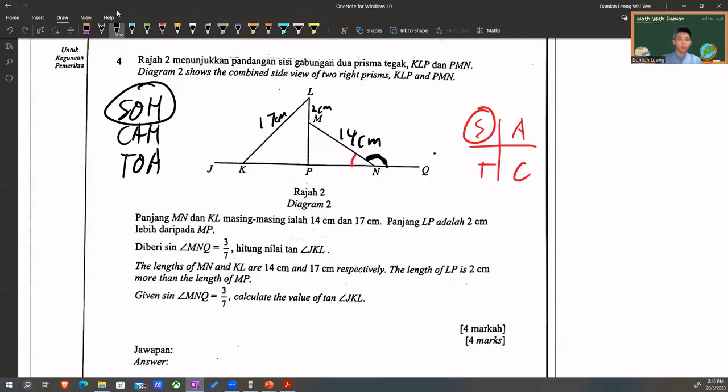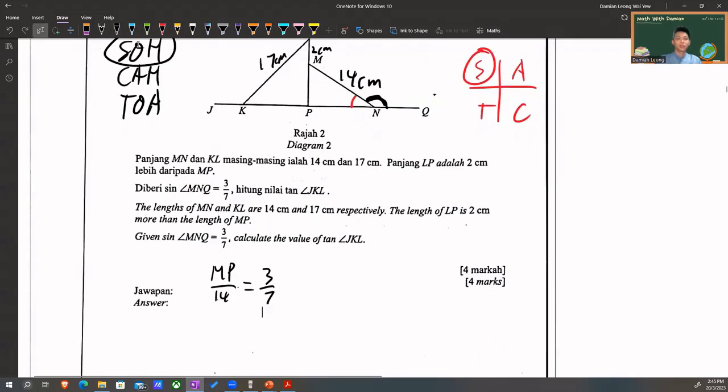Opposite is MP. Hypotenuse is 14. So MP over 14 is equal to 3/7. So I can find the value of MP. 3/7, divide 14, bring over times 14. So it's 6. MP is 6 cm. So this is 6 cm.